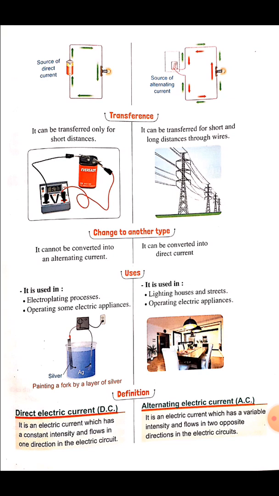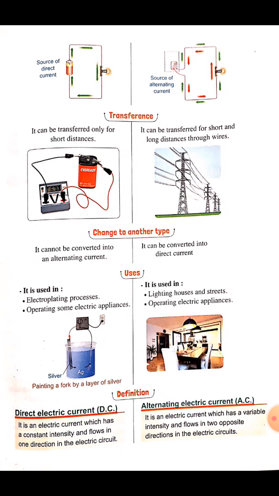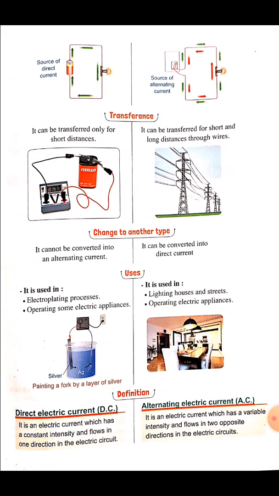At the end, you can conclude which type is more preferable? Yes, it's the alternating current because it can be transferred for long distances and it can be changed into a direct current also.